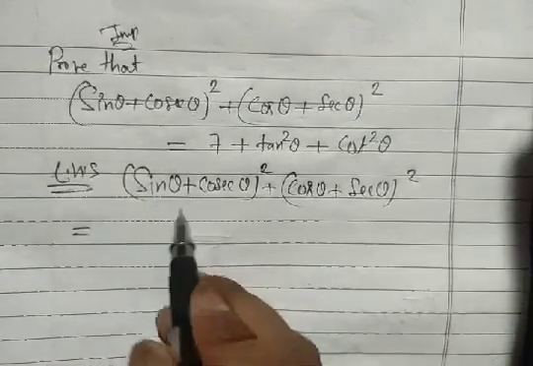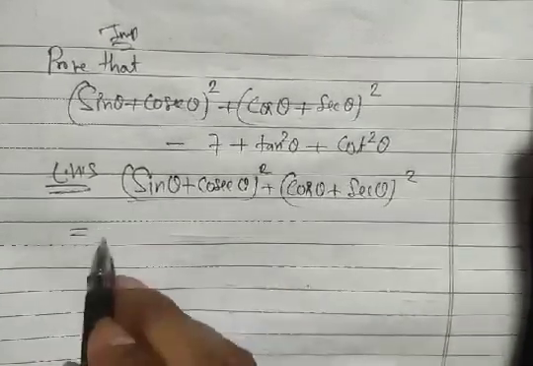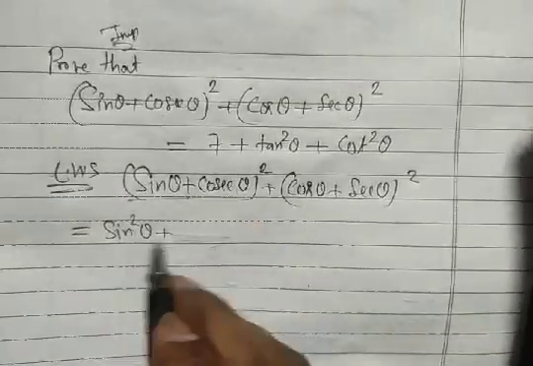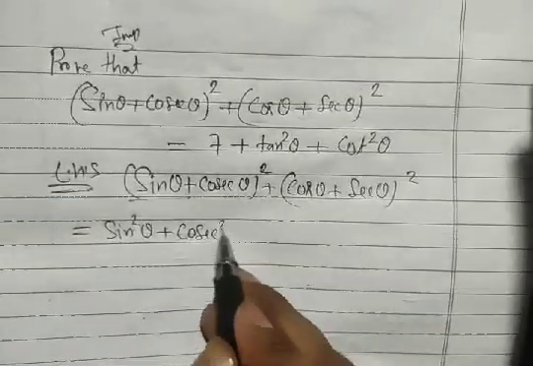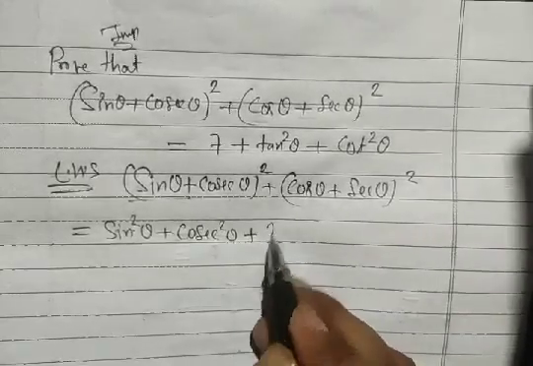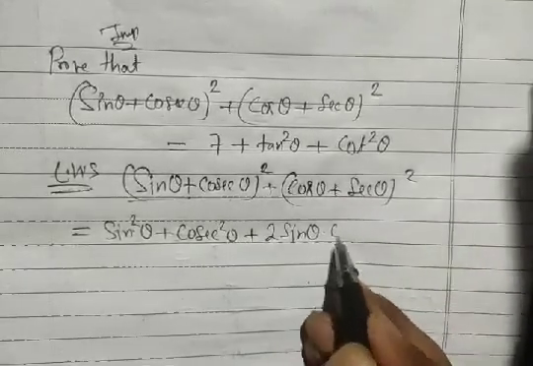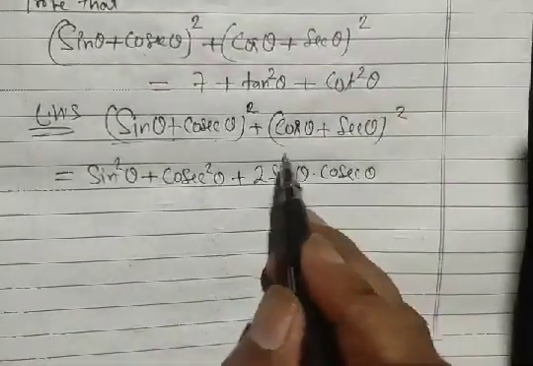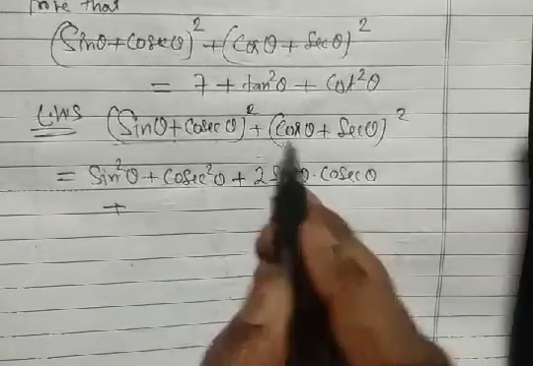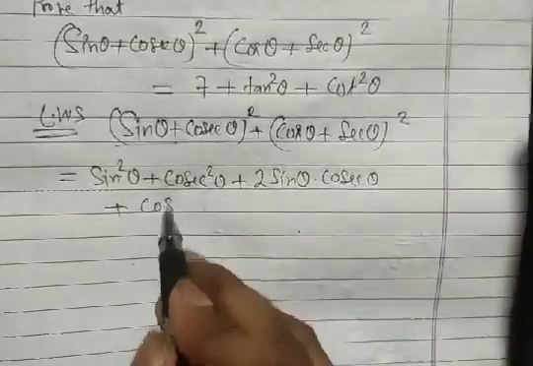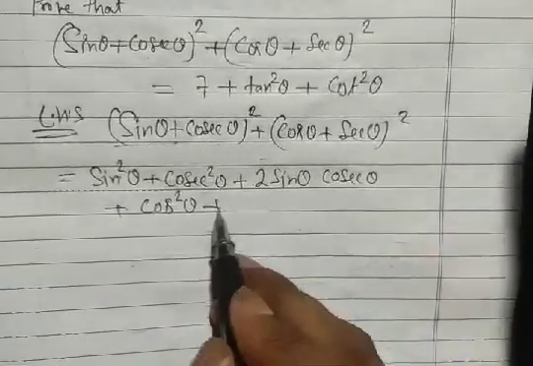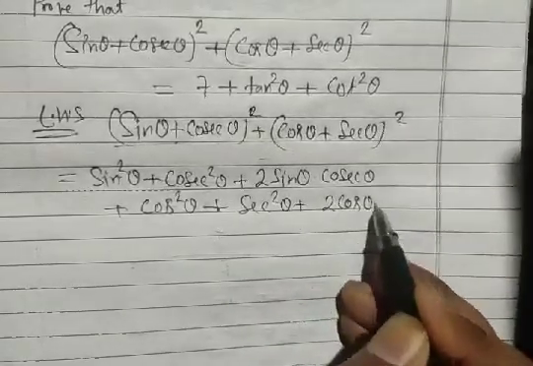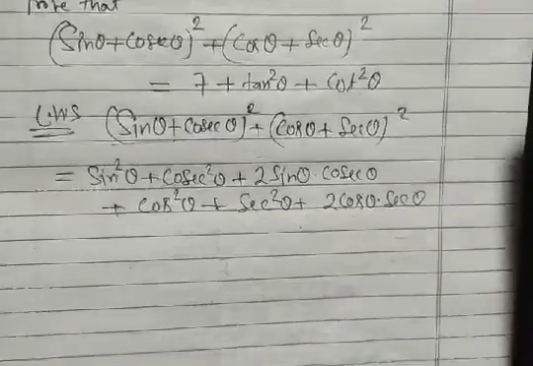And what do we have now? We are going to expand it. Using (a plus b) whole square, we get sin square theta plus cosec square theta plus 2 sin theta into cosec theta. Then we expand this one. What do we get? a plus b, then we get cos square theta plus sec square theta plus 2 cos theta into sec theta.